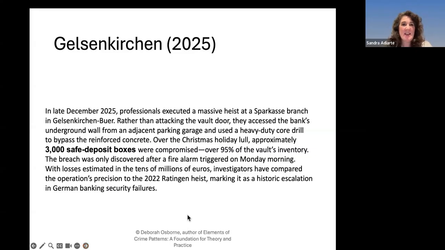Okay, Gelsenkirchen. This is this year. This is the freshest of the crimes that you actually chose. So here we go. Let's hear it. You actually chose, you said, why don't we do something with this crime? Yes, because it was really so interesting.